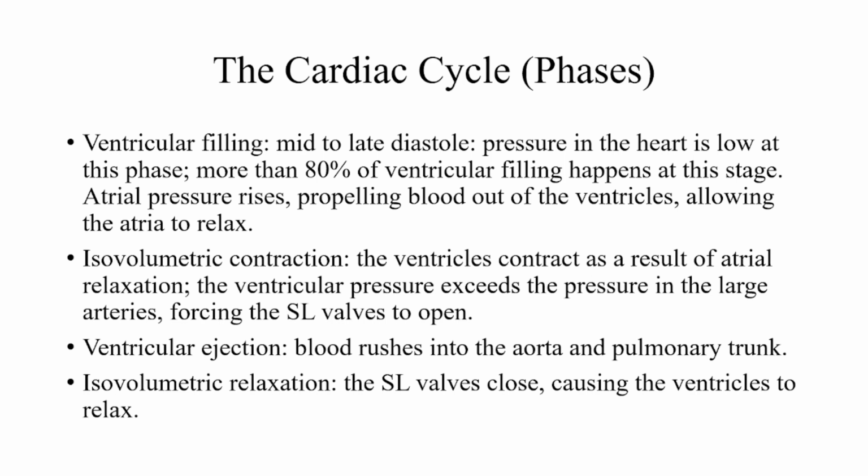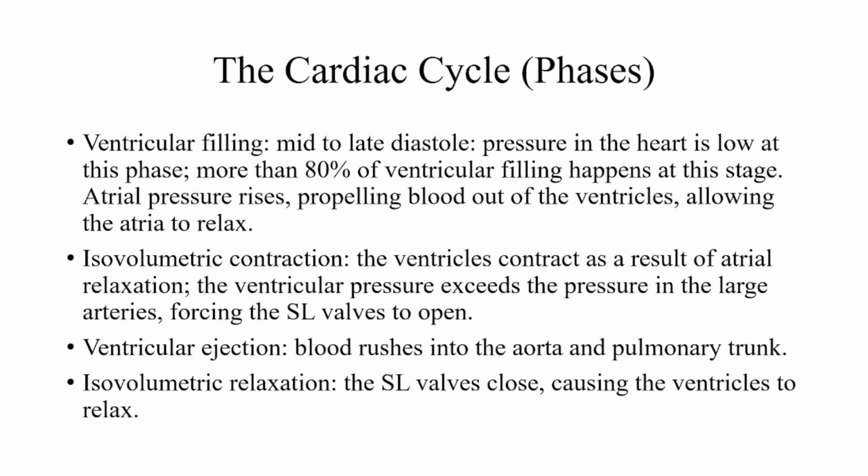Alright, next you've got the isovolumetric contraction. This is where the ventricles contract because of atrial relaxation. The ventricular pressure exceeds the pressure in the large arteries, forcing the SL valves to open. Next, you've got the ventricular ejection. This is where blood rushes into the atria and pulmonary trunk.